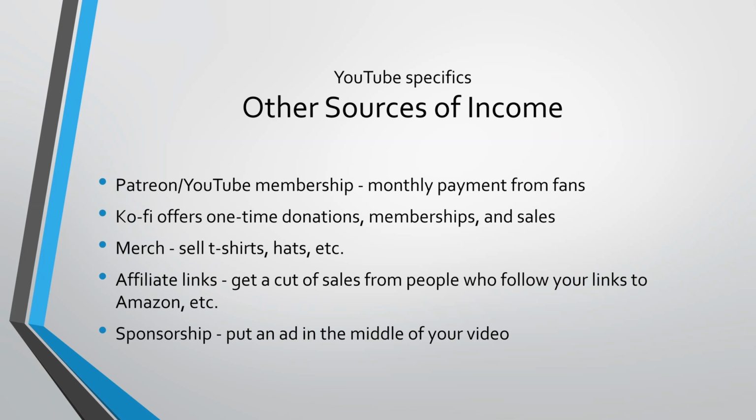There are other sources of income which you can use if you don't have 1,000 subscribers, or even if you do, and most of the people with hundreds of thousands use all or most of these. You can use Patreon or YouTube membership, and that'll give you a monthly payment from fans. You generally have to offer them some bonus content in order to have them be willing to pay you. There's a service called Ko-fi, which offers one-time donations, memberships, sales. You can sell merchandise, hats and t-shirts or stickers. You can use affiliate links, where you get a cut of the sales from people who follow your links to Amazon. I do use affiliate links, and I make a little bit of money doing that.